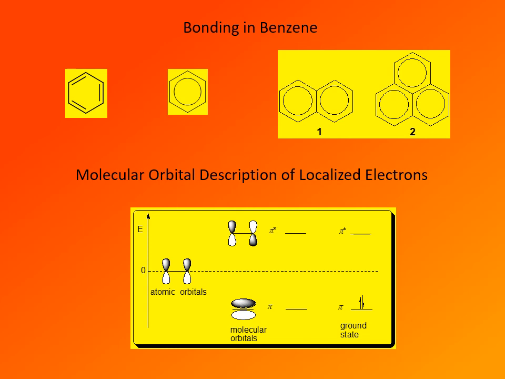The bonding molecular pi orbital has electron density between the two nuclei, and the anti-bonding has a node between the two nuclei. Obviously, the bonding molecular orbital is lower in energy compared to the starting atomic orbitals, and the anti-bonding is higher. Since there are two electrons, one electron pair, that electron pair fits into the lower energy orbital, and that's the pi orbital. So that would be the molecular orbital description of ordinary localized pi bonds.